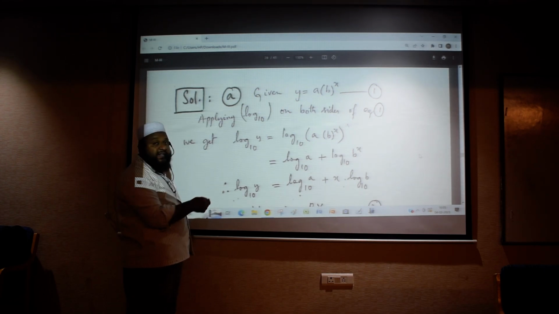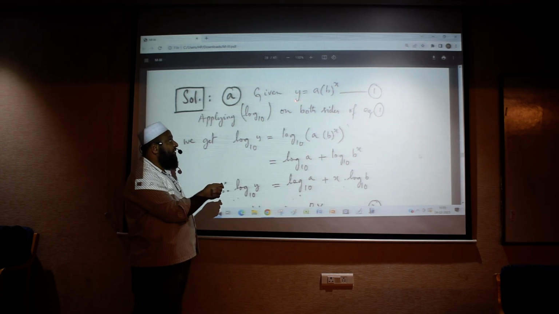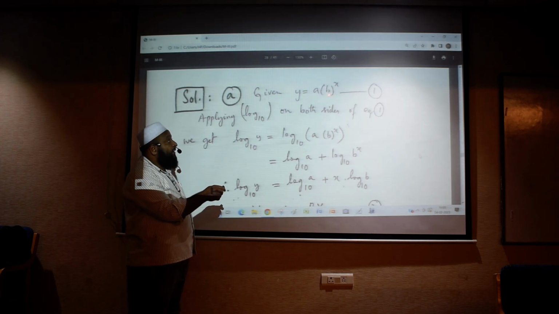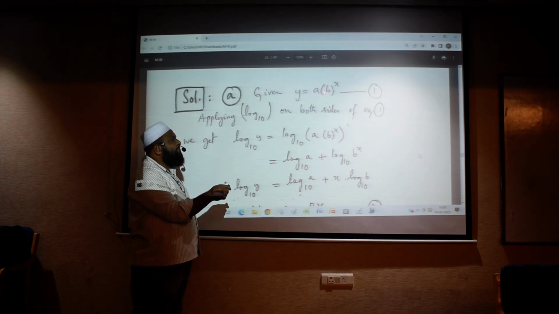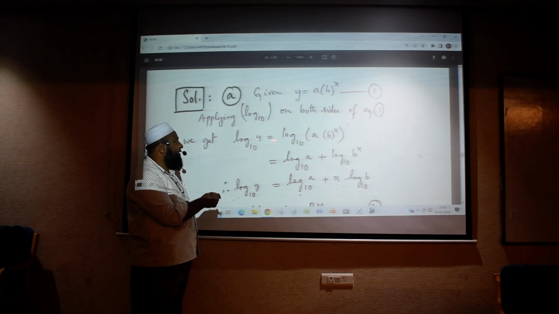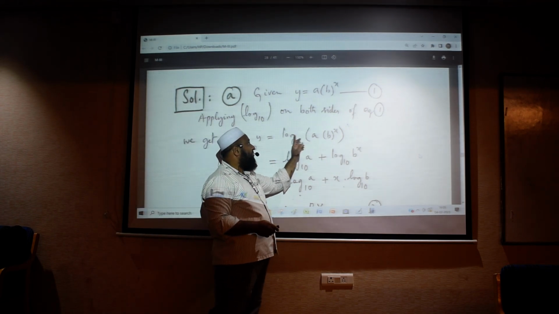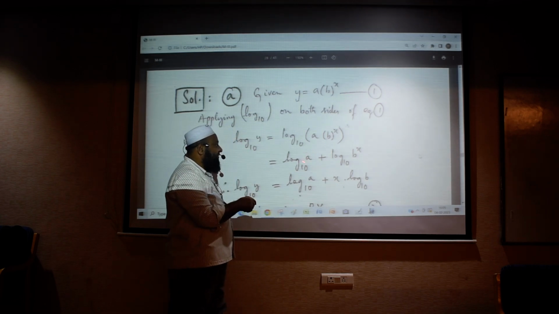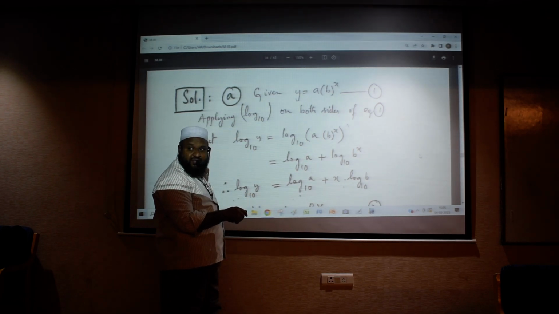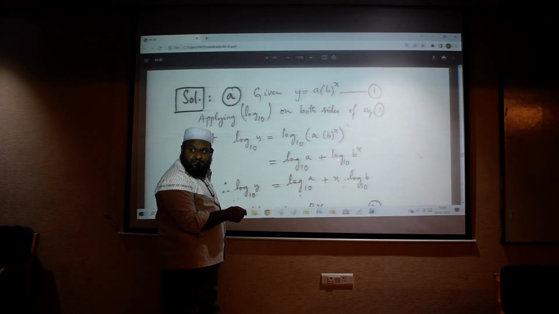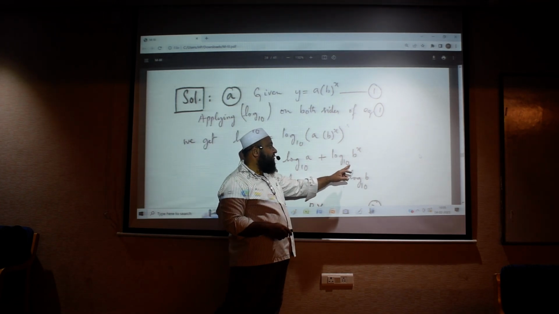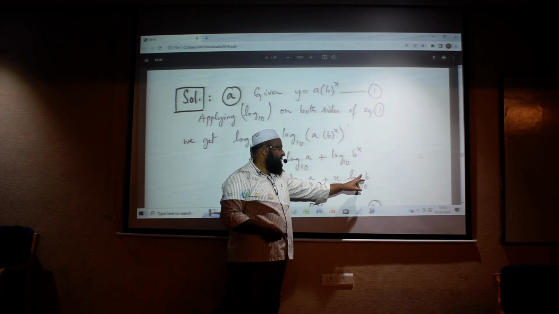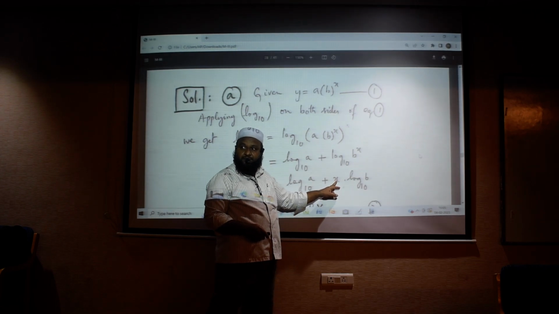So what will be the left hand side? Log y under base 10. Log applied to this one. Now I am separating log of the first quantity plus log of the second quantity. A is the first quantity, b power x is the second quantity. That x comes here now, so it will become x log b base 10.